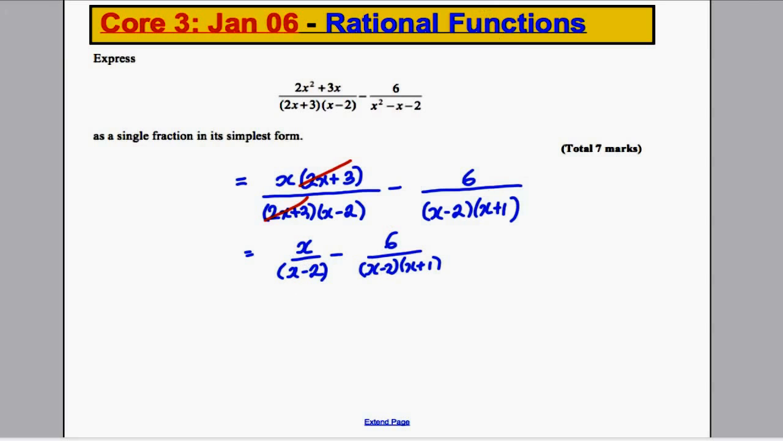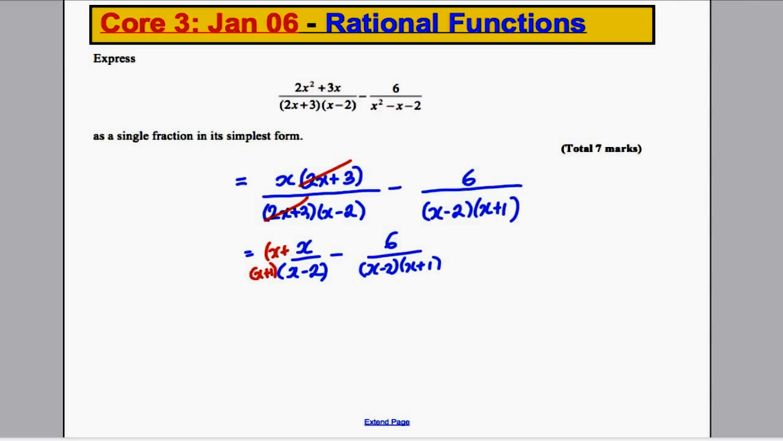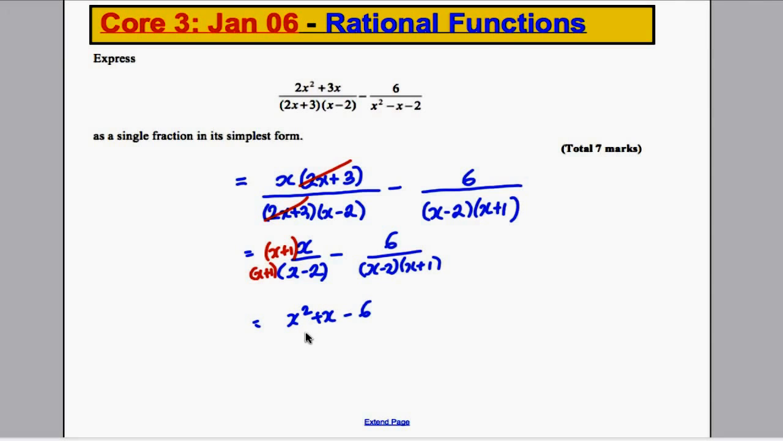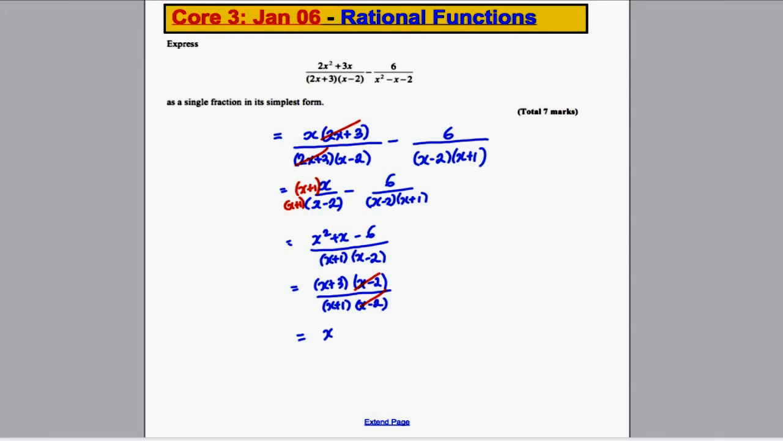Now, can't subtract fractions until the denominators are the same. So I need to multiply the first one on top and bottom by x plus 1. Okay, and then I would get myself x squared plus x subtract 6 all over x plus 1, x subtract 2. The top factorises to x plus 3, x subtract 2 all over x plus 1, x subtract 2. Oh look, some cancellation happens. The x subtract 2's cancel. And I get myself my final answer, which is x plus 3 divided by x plus 1. And I'm done. Another easy 7 marks.